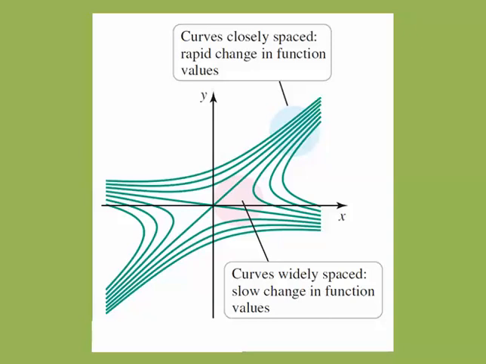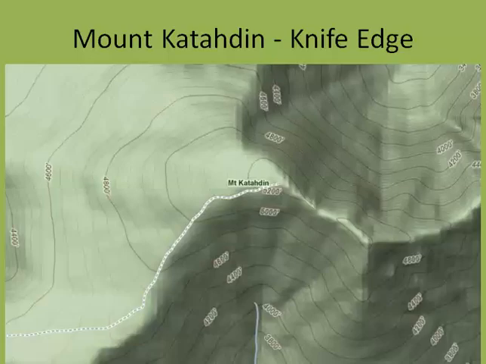When the curves are closely spaced, that means we're having a rapid change in function values. If the curves are widely spaced, that means a slow change in function values. When the lines are close together, that means a steep elevation. When the lines are farther apart, that means a more gradual elevation change.